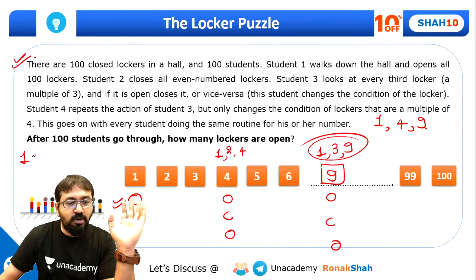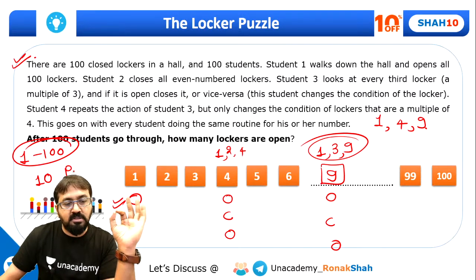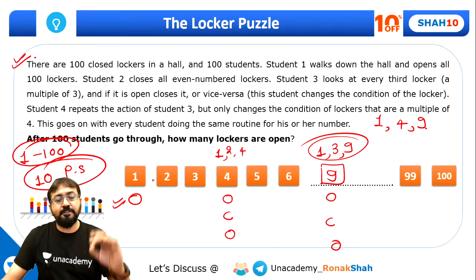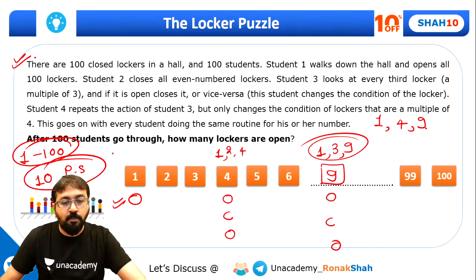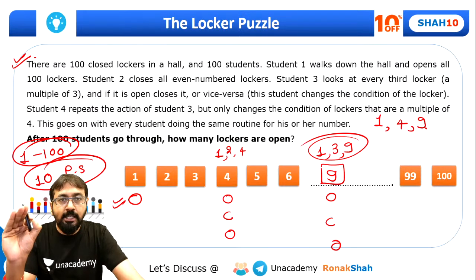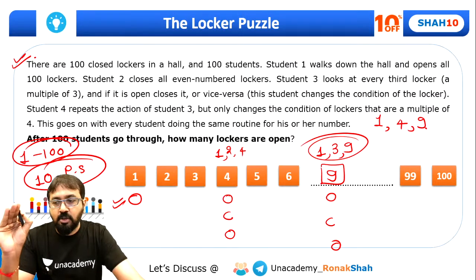Guys, from 1 to 100, there are 10 perfect square numbers. And each of these perfect square locker numbers will remain open, because only perfect square numbers have odd number of factors. Very simple. Only perfect square numbers have odd number of factors.